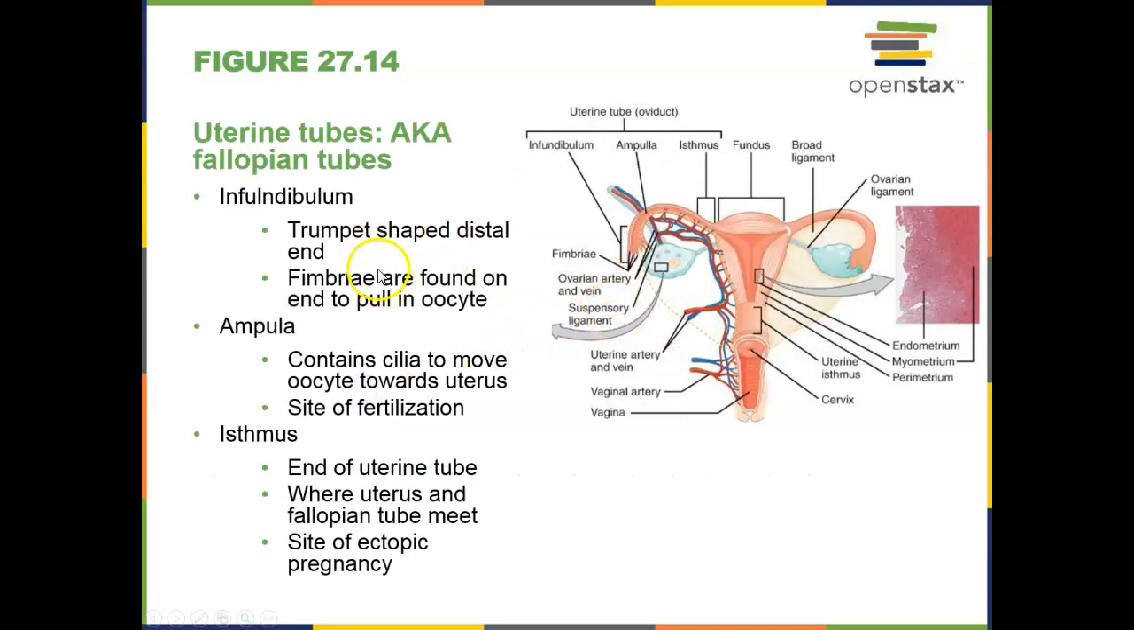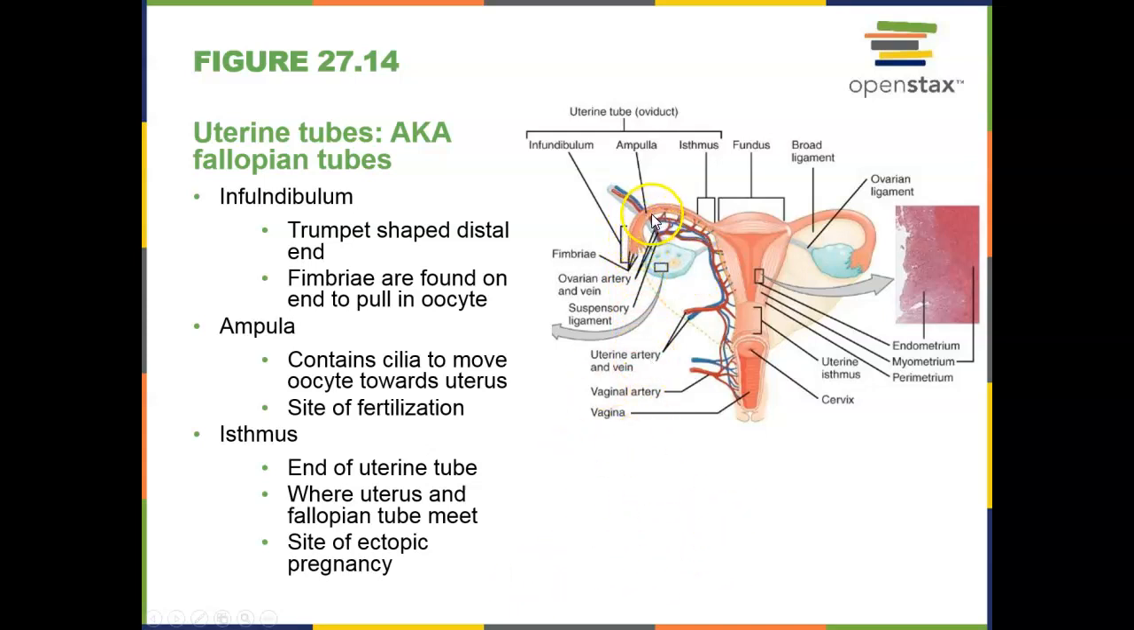The uterine tubes, or the fallopian tubes, have three parts. The first part is called the infundibulum. At the end of the infundibulum, we have these tiny little fimbriae, which are finger-like processes that pull the eggs in so that the eggs don't fall to the pelvic floor.